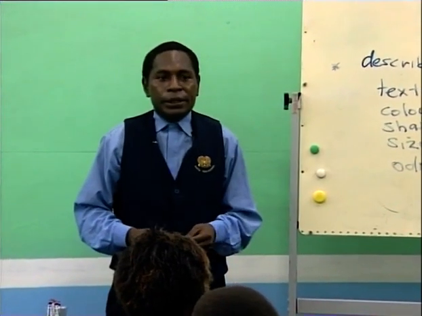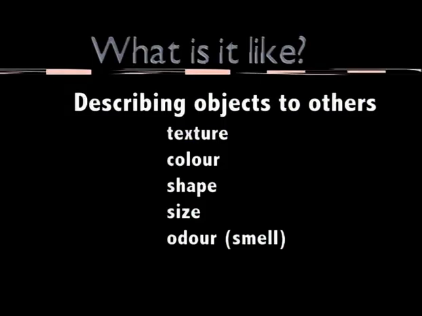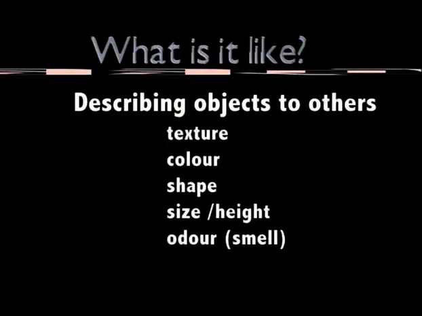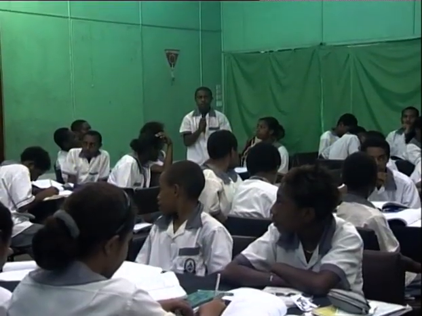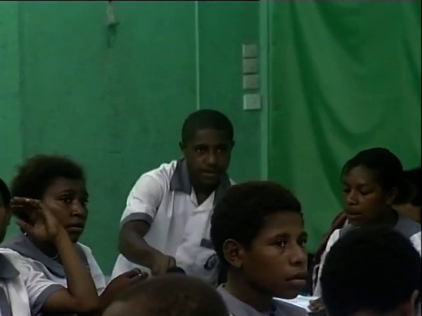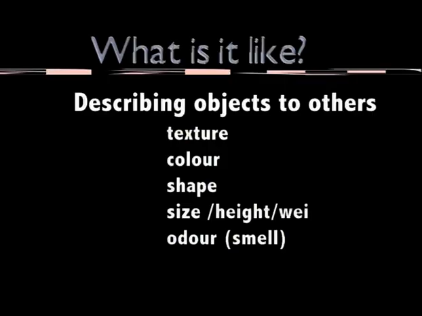Receiving students, hopefully you are telling your teachers what you use to describe certain objects and things. Okay, these are the ones that we have up here. Texture, color, shape, size, and odor. What else can you think of? Daisy. Height. Probably height comes with shape. Emmanuel, what are you thinking about? Weight. Weight, size, height, weight.